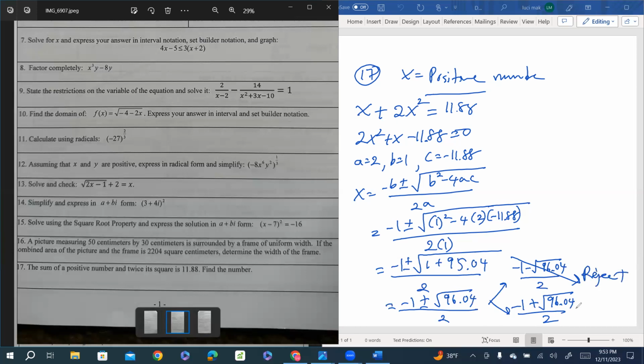So let's do this one. Let's approximately find it. The square root of 96.04 is 9.8. Then minus 1 is 8.8, divided by 2 is 4.4. So the positive number is 4.4. Let me just double check. For number 17, they have 2.2.